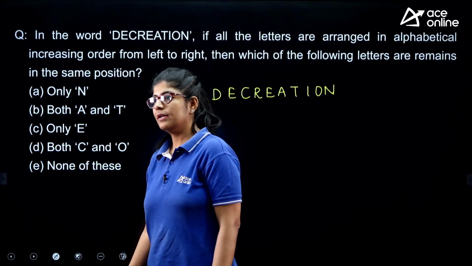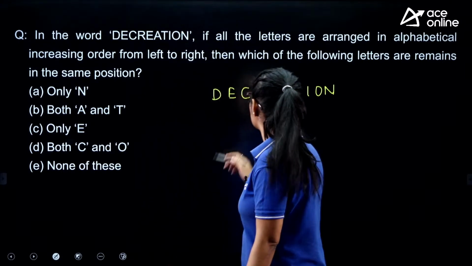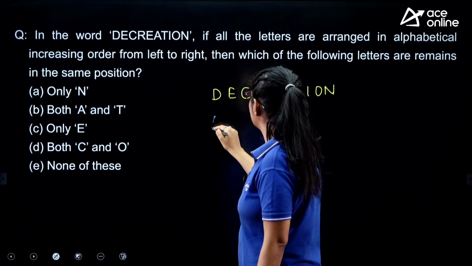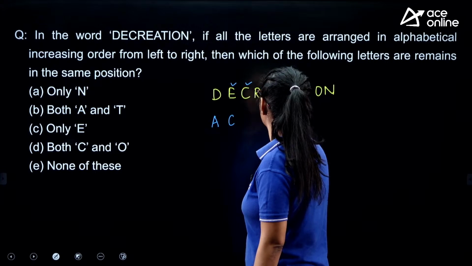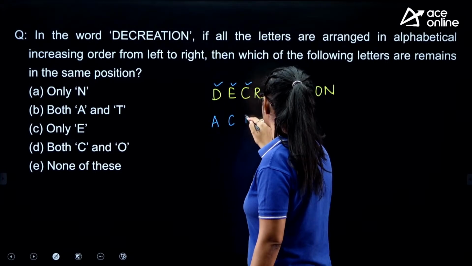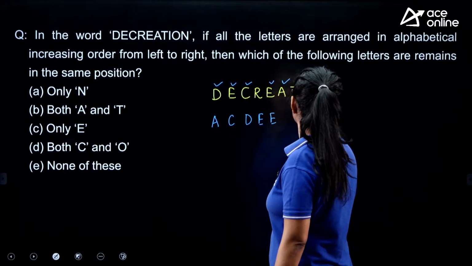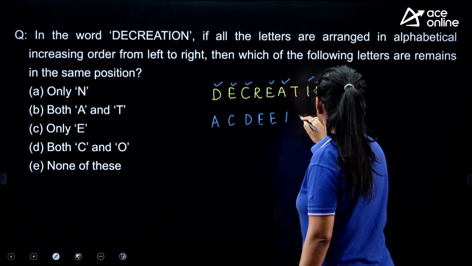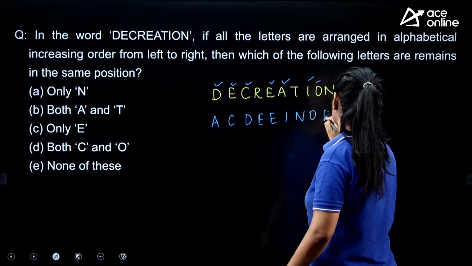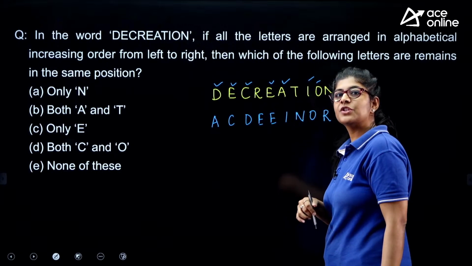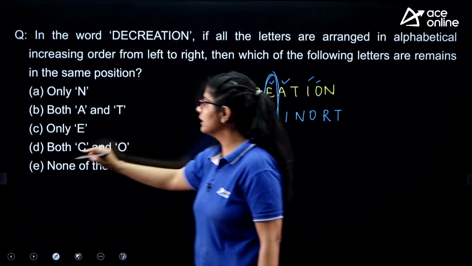Very good, Ragla. Very good, Radhe. Very good, Vikas. So here, first we start with A, C, D, then 2 E's, after that I, N, O, R and T. We need to check which will remain at their place. So this is the only one, only E.